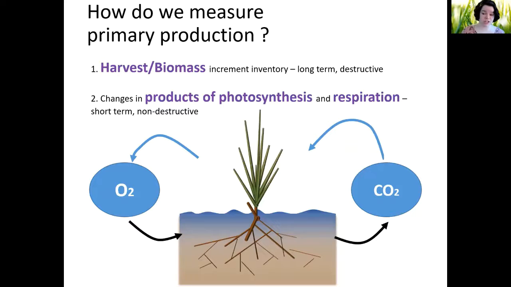There are two major strategies for quantifying primary production. The first is that we can harvest plants after a certain period of time, or measure how quickly they accumulate biomass over time, to measure the rate of new production of organic carbon in the biomass reservoir. This method takes a bit longer, especially depending on how quickly the plants grow, and the harvest method is also destructive. The other strategy is to measure the rate of production of products of photosynthesis and respiration, like CO2 or oxygen.